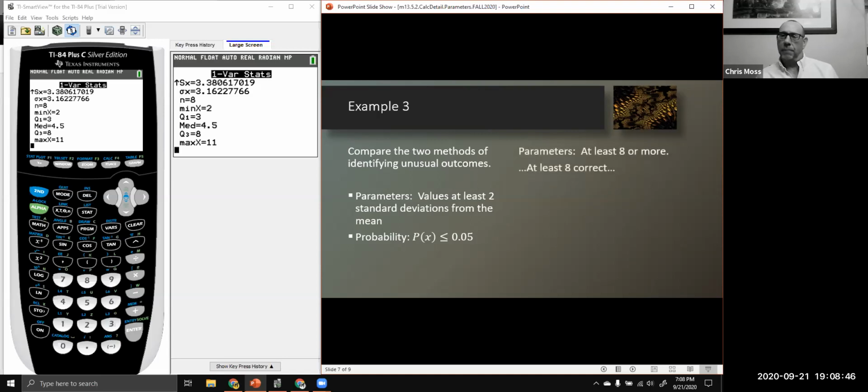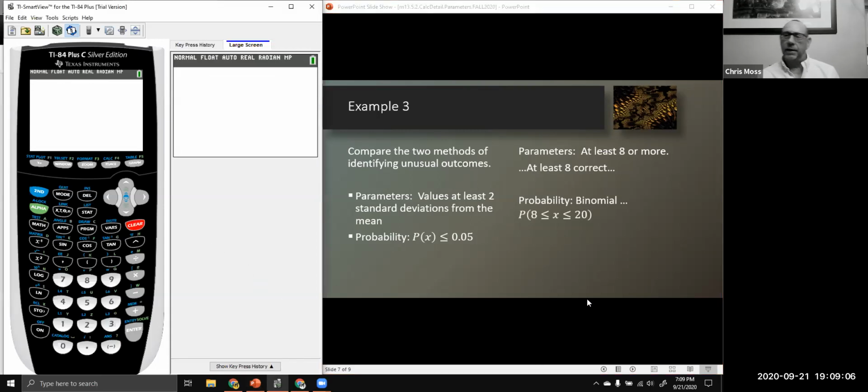If I use the parameters approach, well, 8 or more, so at least 8 correct would give me a significantly high number of outcomes. Probability, well, this is a binomial distribution. I'm looking for the probability that x is greater than or equal to 8.